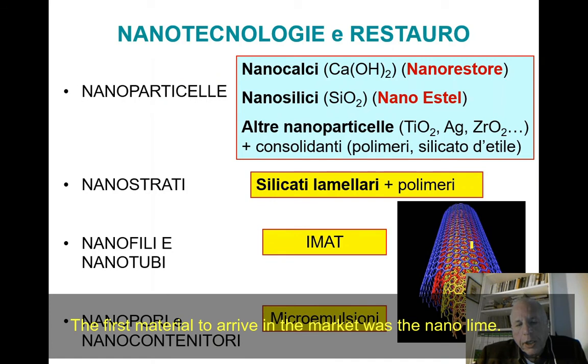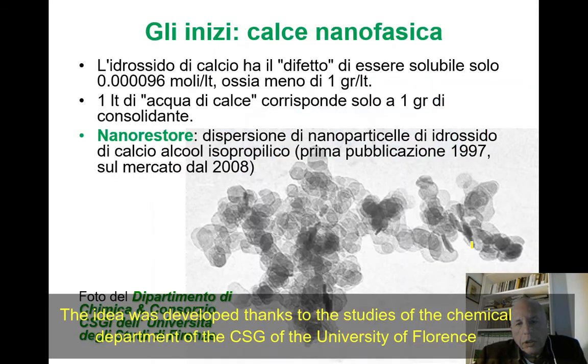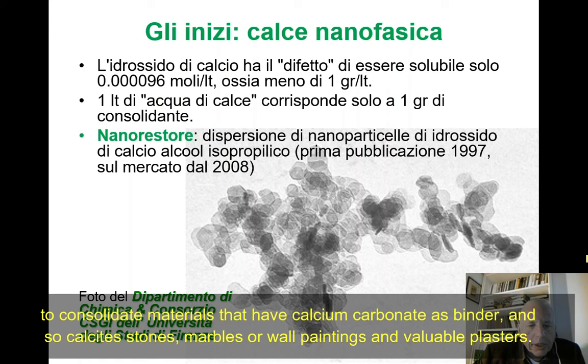The first material to arrive in the market was the nanolime. The idea was developed thanks to the studies of the chemical department of the CSG of the University of Florence, based on the consideration that lime water is a very good consolidant material as concerns the compatibility to consolidate material that has a calcium carbonate as a binder. And so calcite stone, marbles, or wall paintings and valuable plasters.